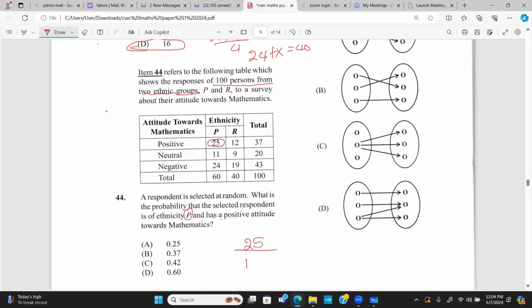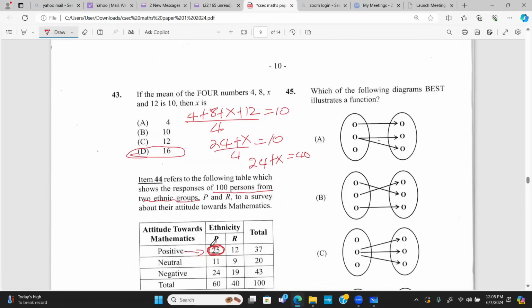We select them at random, so it's out of everybody. So 25 is the same thing as that right there. So that's it, because we're dealing with this specific. So this is positive right here. Positive from R, positive from P. But we're dealing with this at random. So it is 25 of them that is positive out of everybody.